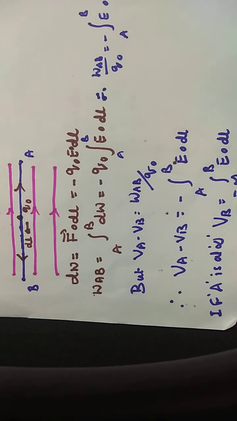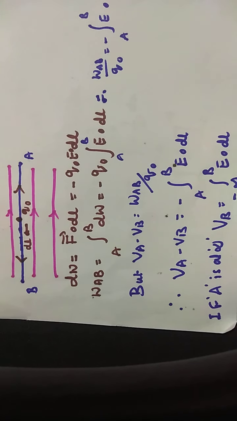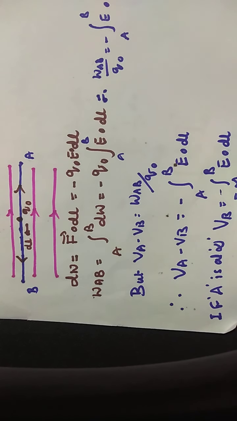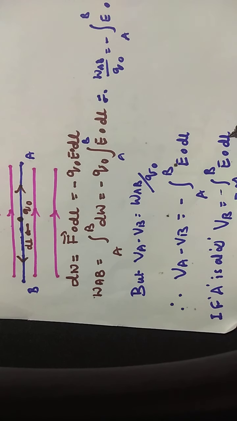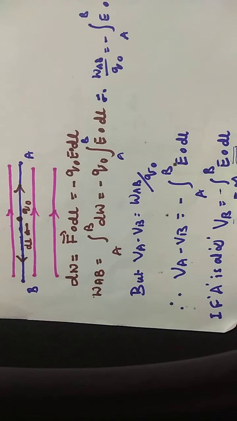If point A is at infinity, then we can write VB, that is potential at point B, is equal to, sorry, it should be negative sign, it is the line integral of E dot dl between the limits infinity to the point B. So like this we can express electric potential at any point as the line integral of electric field.